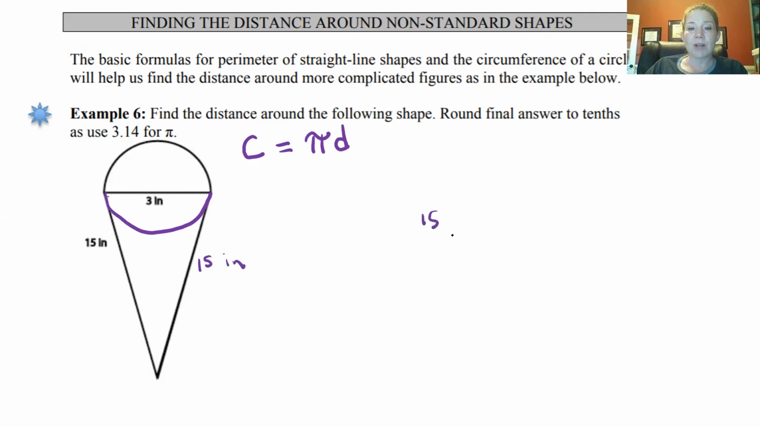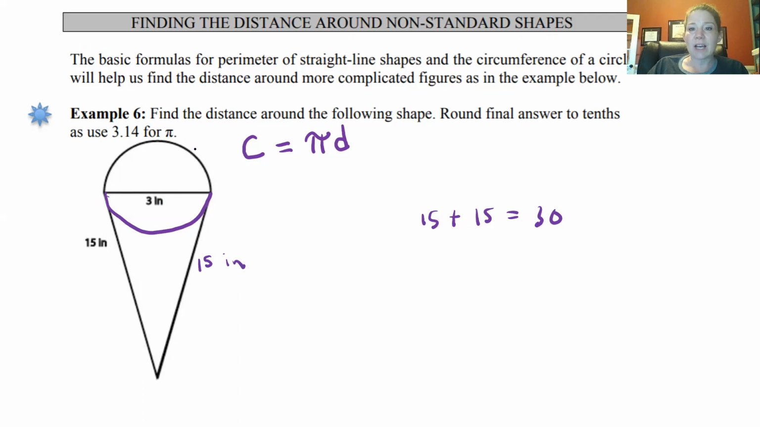So for the perimeter of the cone, we already have 30 inches, right? Well, this part right here is not on the outside, so that doesn't count for perimeter. But the reason we have to know this length right here is because it is the diameter of our circle, or our half circle.